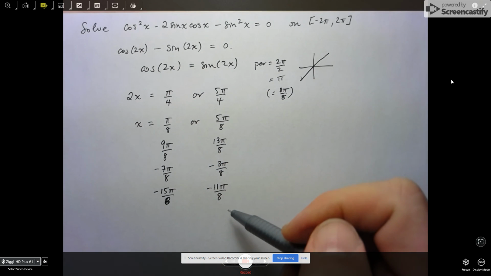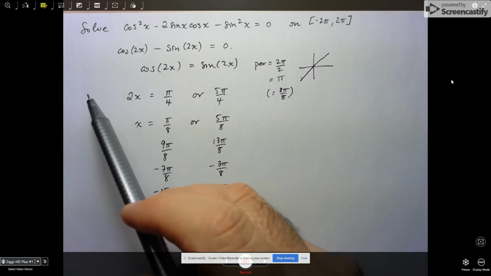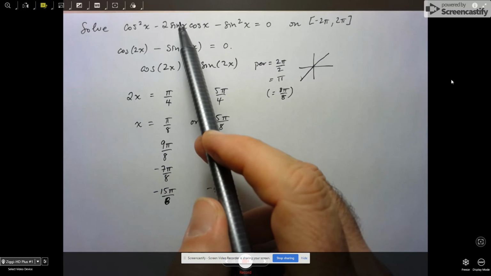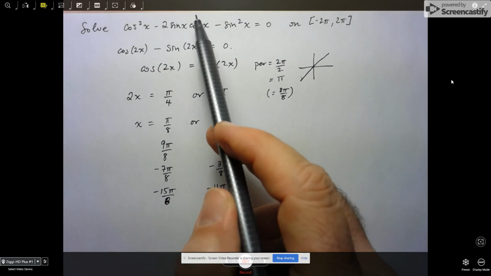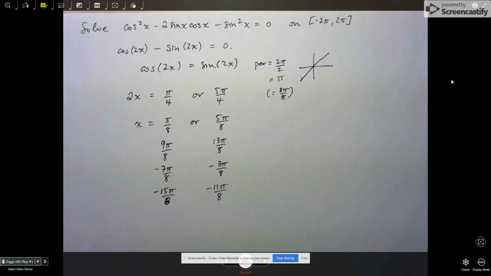All right, so just to recap here, step number 1, a good thing to try is to look at whether there's any algebra we can do. Because that didn't work, we hopefully recognize that this expression and these two expressions relate to our double angle formulas, and from there we're able to solve it. Okay, that's it for this one.